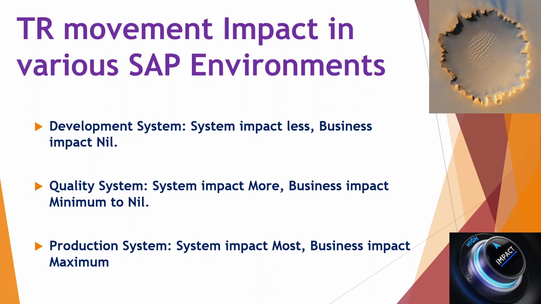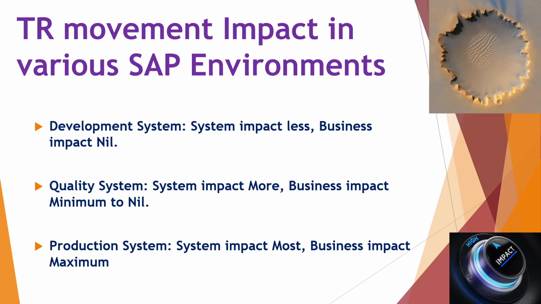So here system impact would be less, but business impact would be very less. Why would business impact be very less? Rather, I will say it is nil impact. You can ask why nil impact? Because it is not stopping any of the ongoing running business activities in the SAP production system. That is why business impact is usually nil.